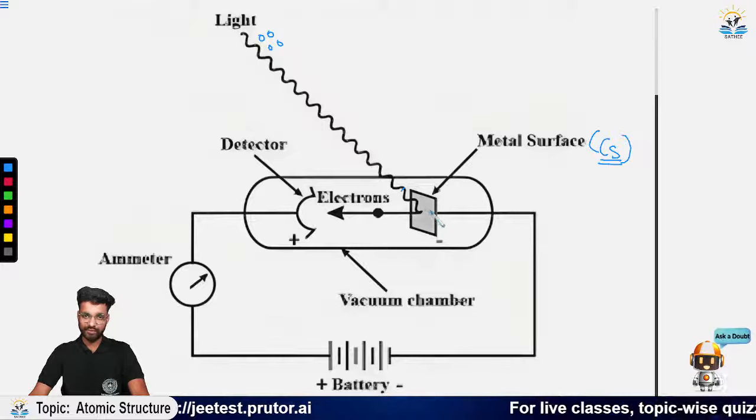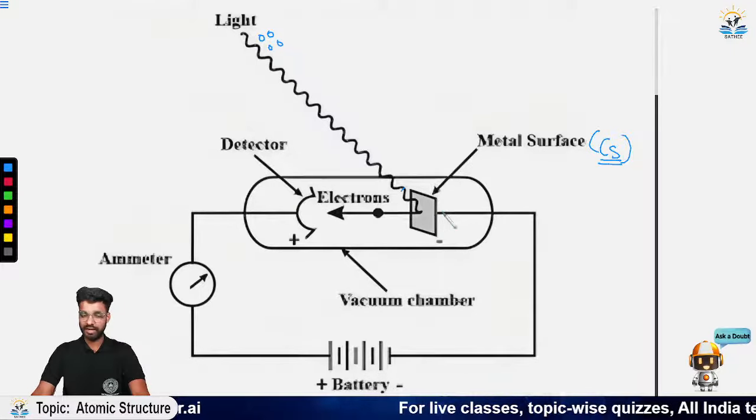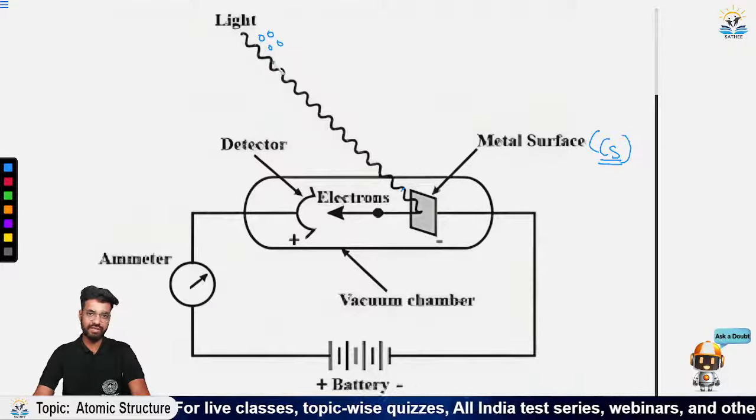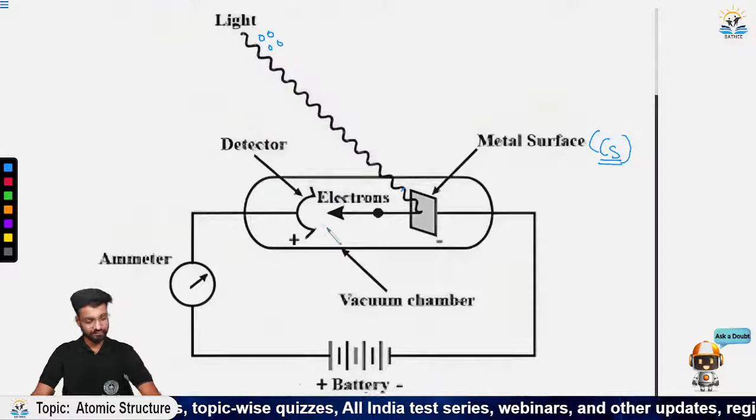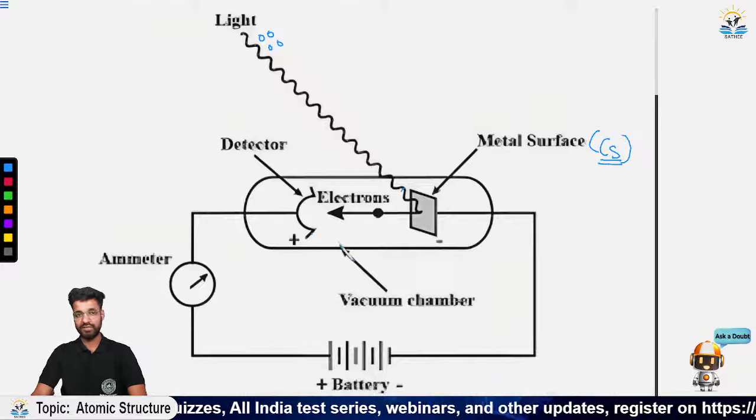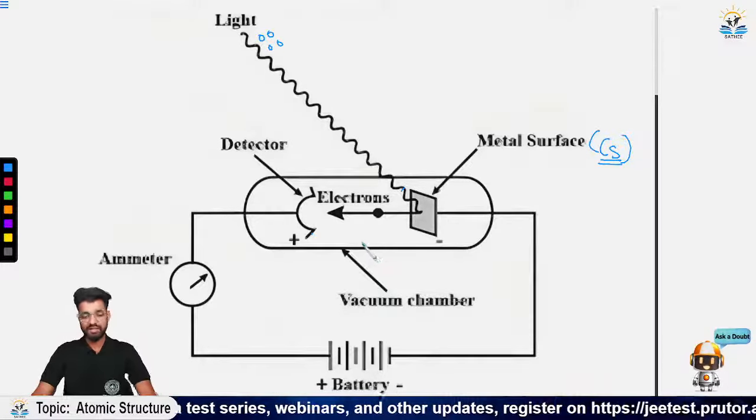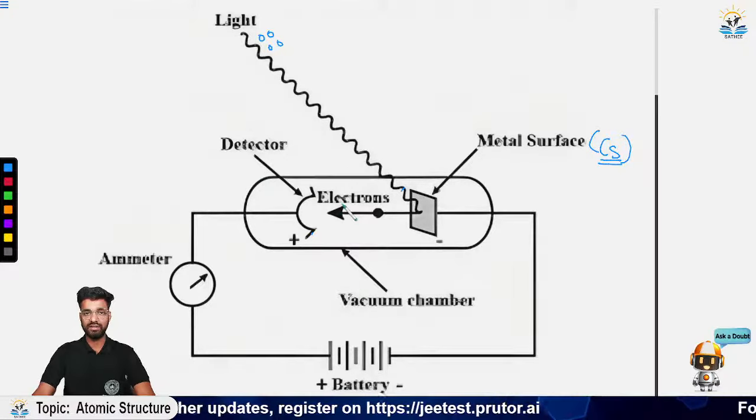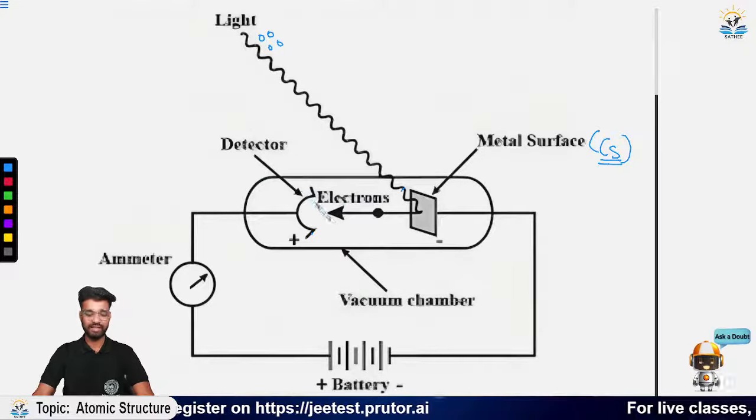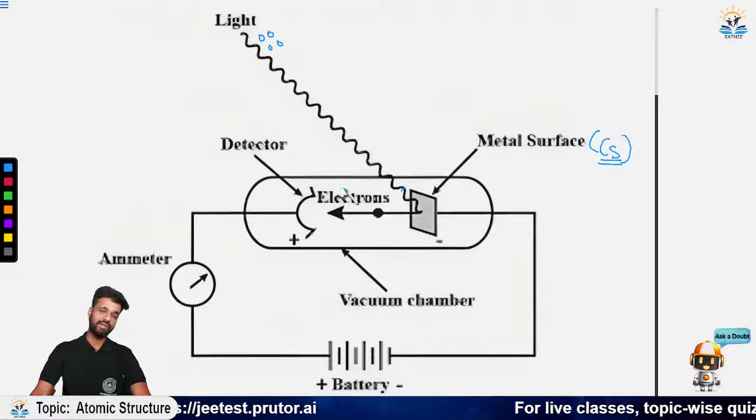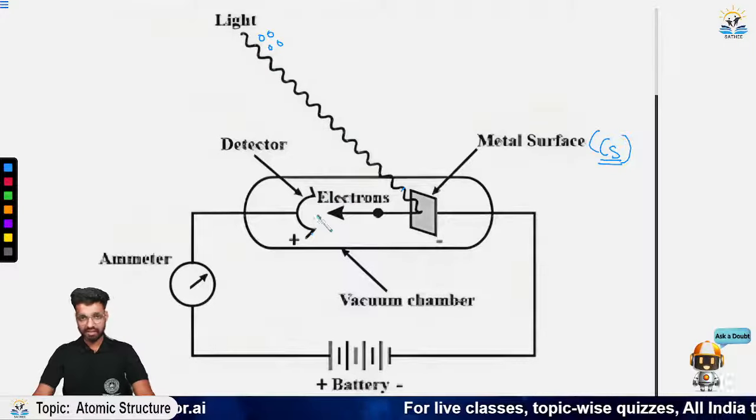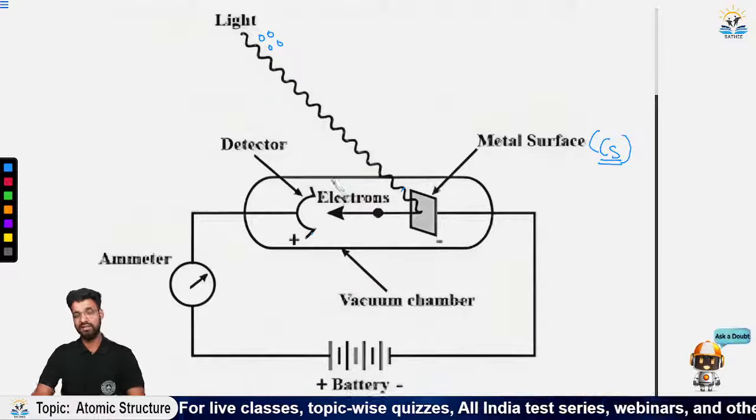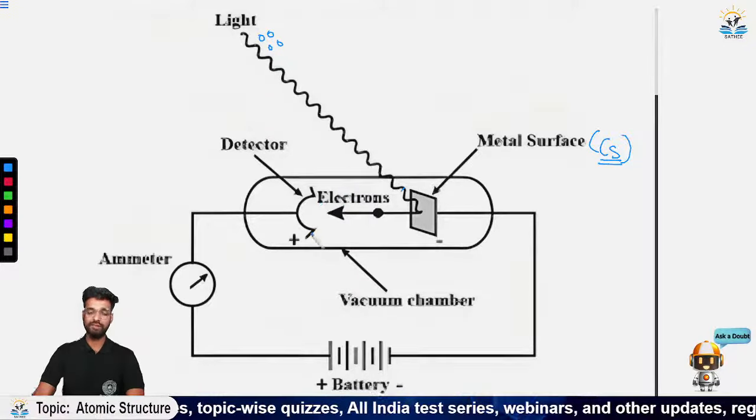Since the electrons can move from here to here, current is passed, and we see a small deflection as the light is incident on it. So this was the phenomenon. The question arises: we have earlier studied that light has a wave nature, with a crest and a trough, and we studied it in terms of frequency, wavelength and so on. In this phenomenon, we consider light as a particle. This was the contradiction that scientists of that time came across.